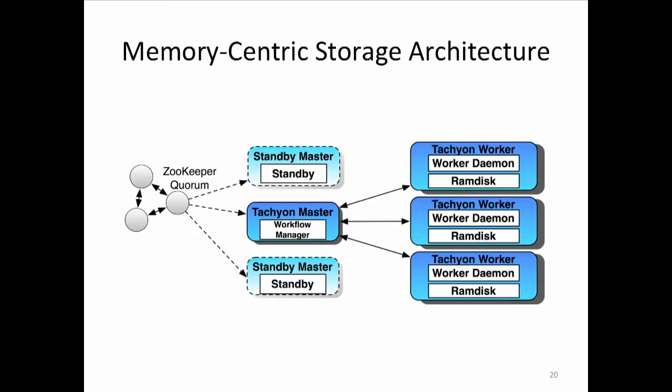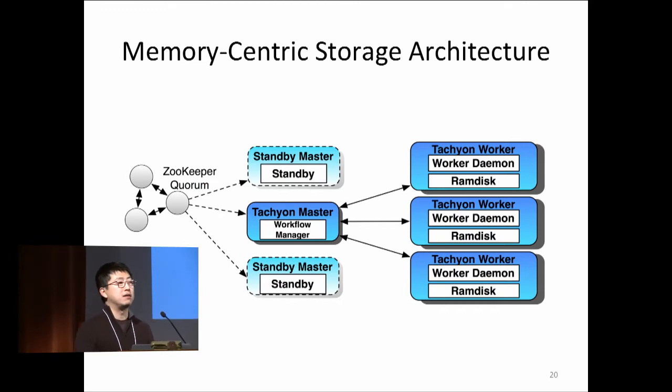So then, this is the architecture of the system. We have a memory-centric storage architecture. We have one single logical Tachyon master, which keeps tracking the location of every single file, as well as monitors the status of every single node. And then, on every single Tachyon worker node, we run a Tachyon worker daemon, which manages the local space, as well as we run the RAM disk, which really stores the real in-memory data.